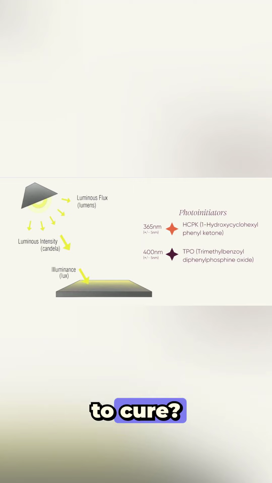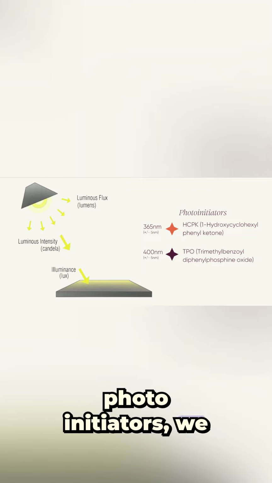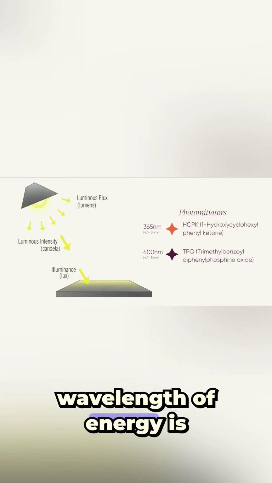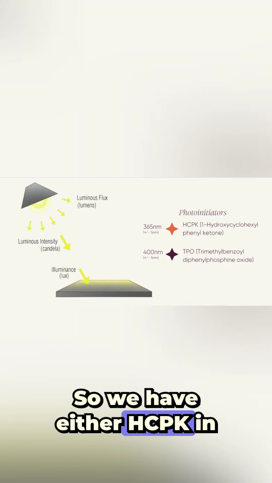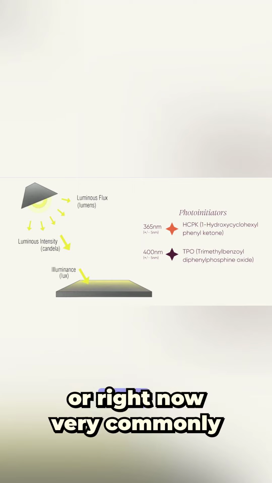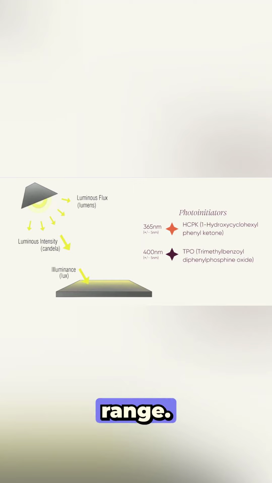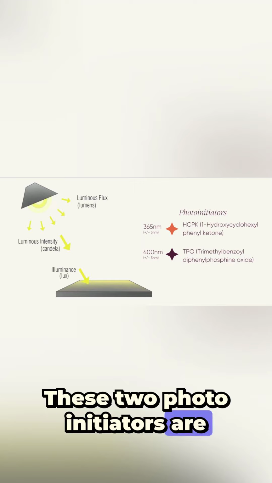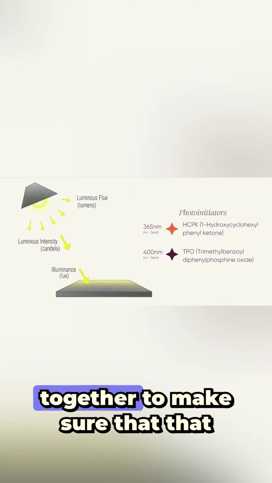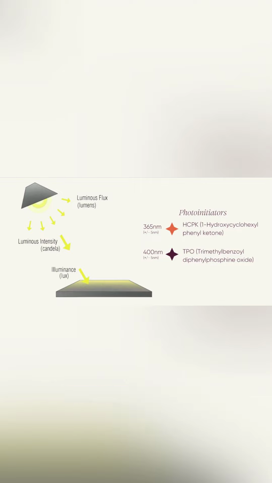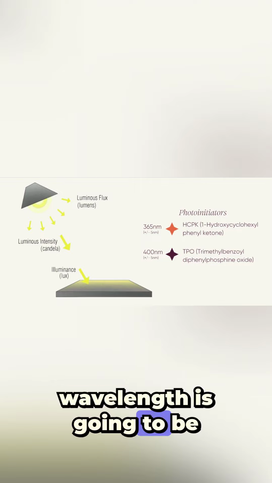And like we talked about with photoinitiators, we need to make sure that that wavelength of energy is correct. So we have either HCPK in our formula, or right now very commonly used is TPO on the other side of the wavelength range. These two photoinitiators are often either used alone or used together to make sure that that wavelength is going to be correct, break down, and cause that polymerization reaction.